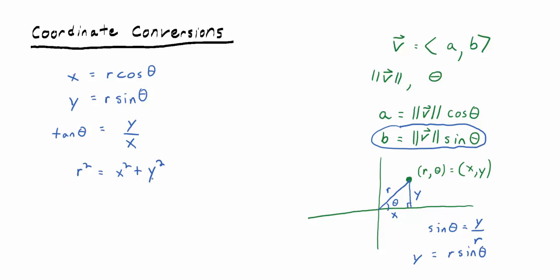Technically r could be positive or negative with respect to polar coordinates, but to keep life simple, usually just take r to be positive, unless you're forced to do otherwise. So these are your coordinate conversions. And I claim you already know them. You just have to remember them in this context.